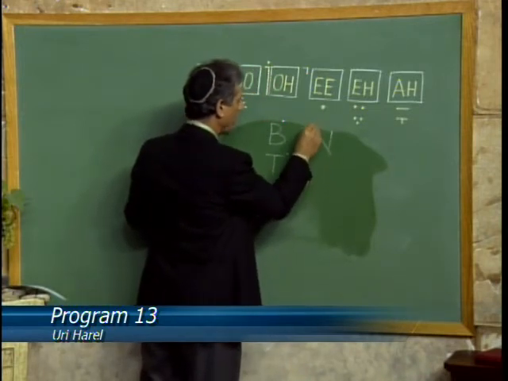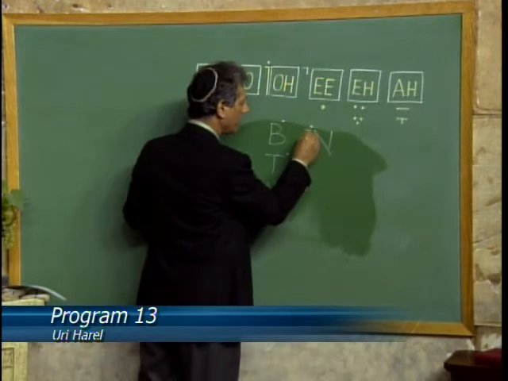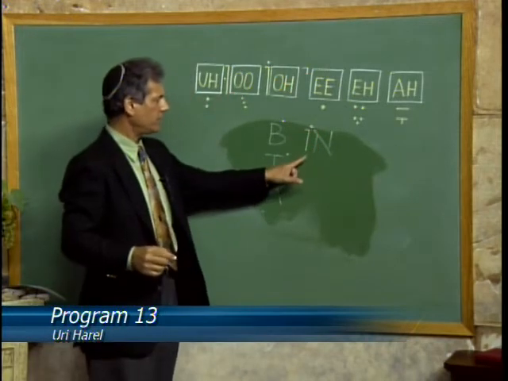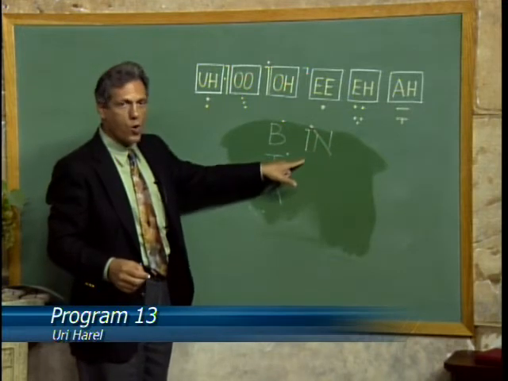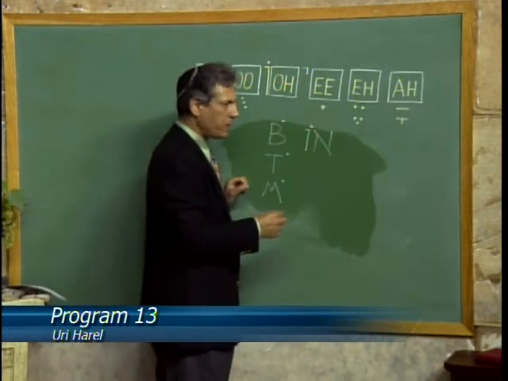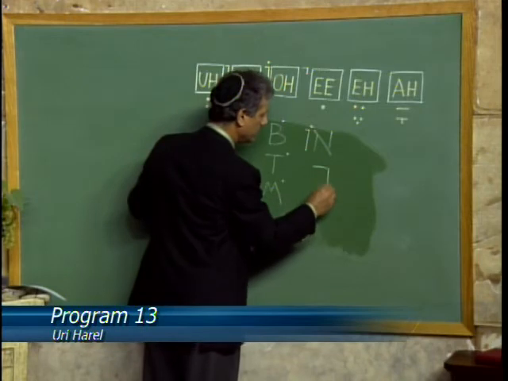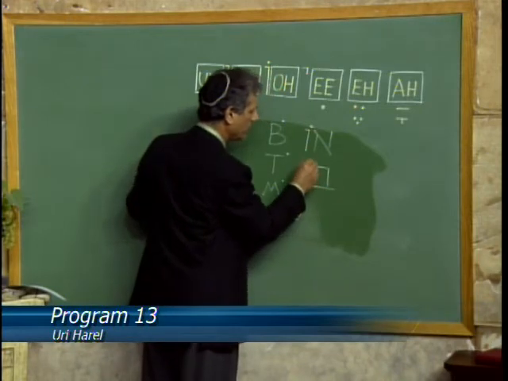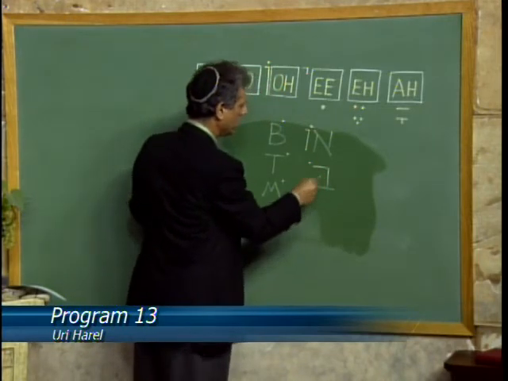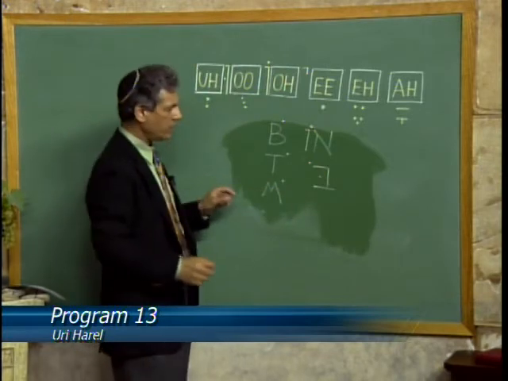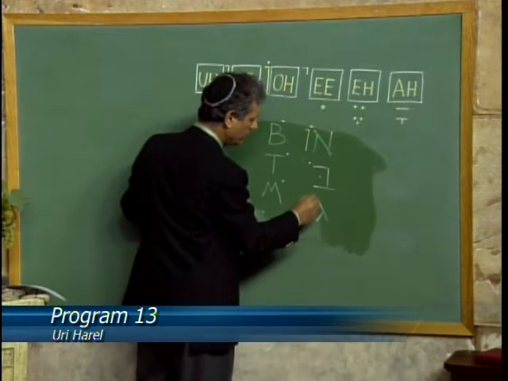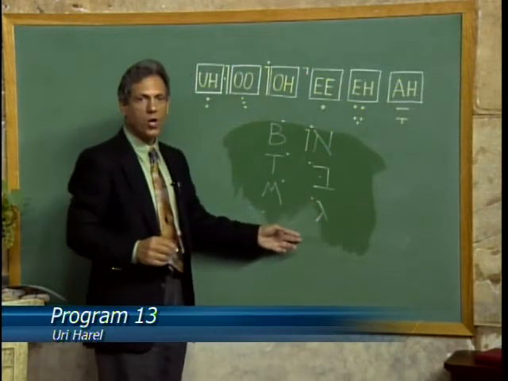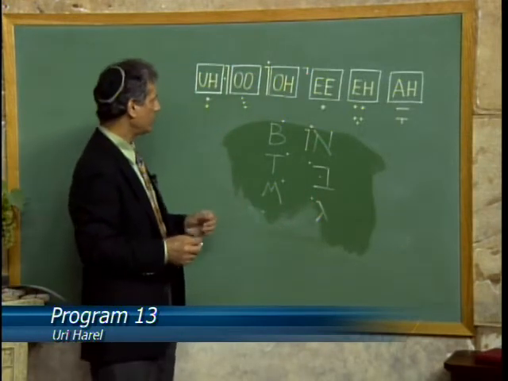And if I put a dot on top, or a dot with the letter Vav, the sixth letter of the alphabet, I get O. If I put the letter Bet with the dot on top, I get Bo. If I put the letter Gimel with a dot on top, I get Go. And so on and so forth.